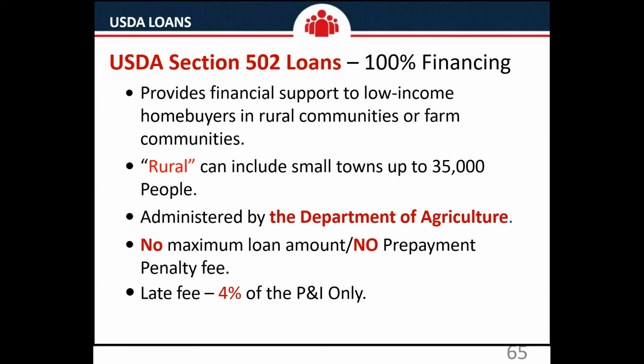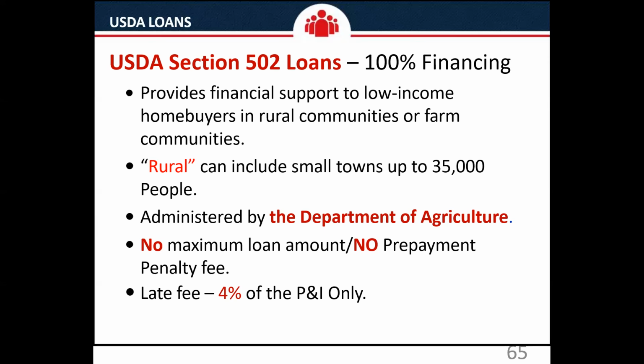The USDA loans are also called Section 502. Make a note of that. The USDA loan is called a Section 502 loan. There is always 100% financing. These loans provide financial support to low-income home buyers in rural communities or farm communities.